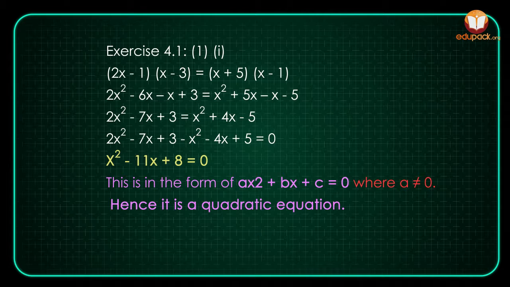So 2x square minus 7x plus 3 minus x square minus 4x plus 5 is equal to 0. So finally we get the equation x square minus 11x plus 8 is equal to 0. This is in the form of ax square plus bx plus c is equal to 0, where a is not equal to 0. Therefore, it is a quadratic equation.